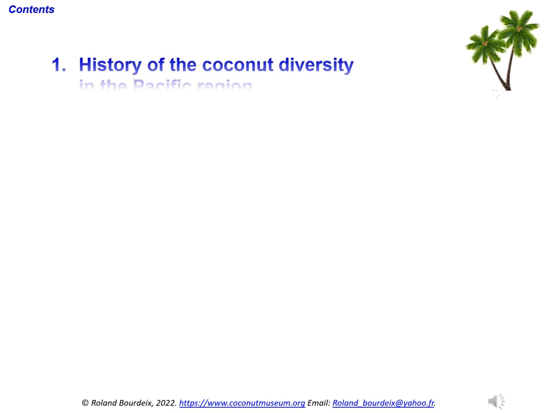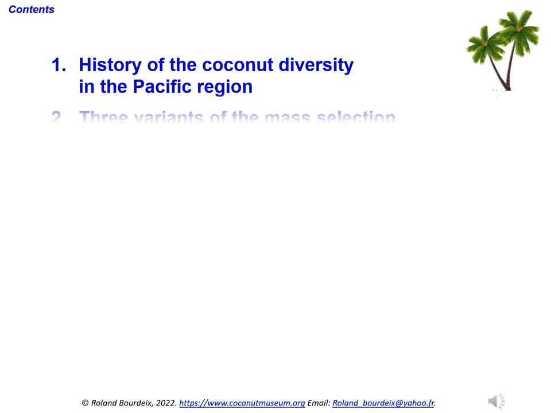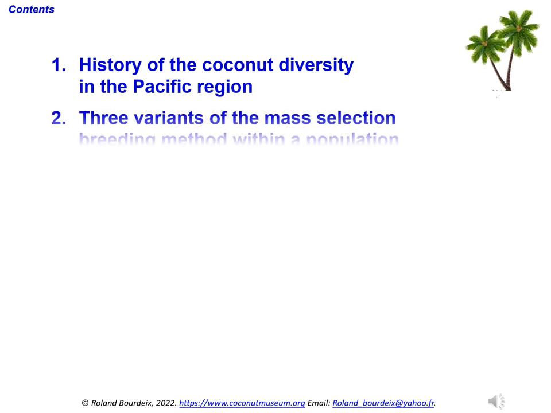We will first present the history of the coconut diversity in the Pacific region. Indeed, this history is very important to understand the local history of coconut populations and how their genetic diversity was created, because the choice of the best selection method to apply depends on this history.